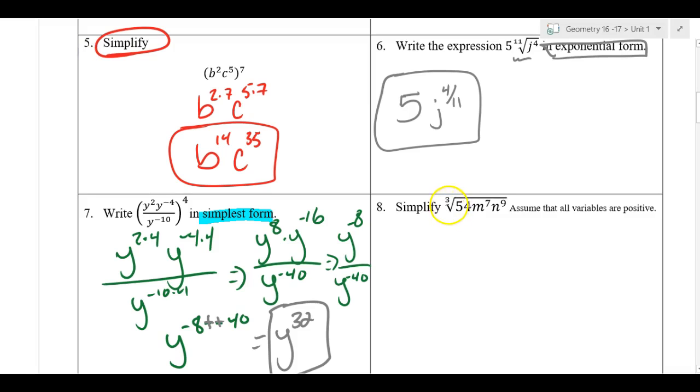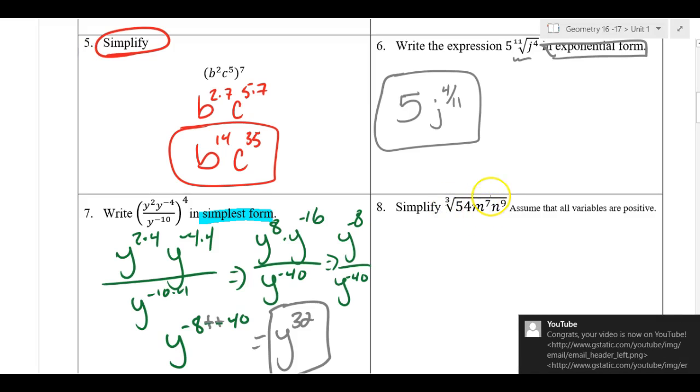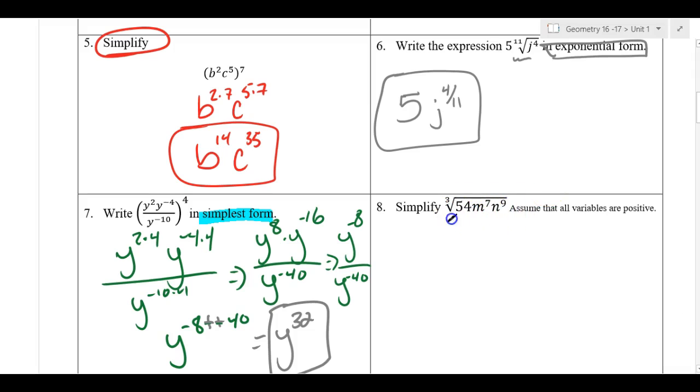Finally, number 8 is another simplifying problem. Now this time it's the cube root of 54, m to the 7th, n to the 9th. What we're going to do here is break down each of these separately. We're going to start with my 54. The two factors of 54 I think of are 9 times 6.